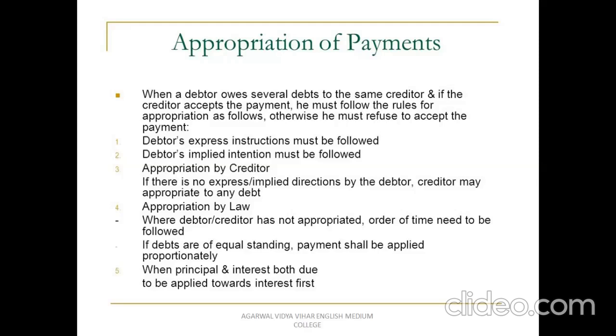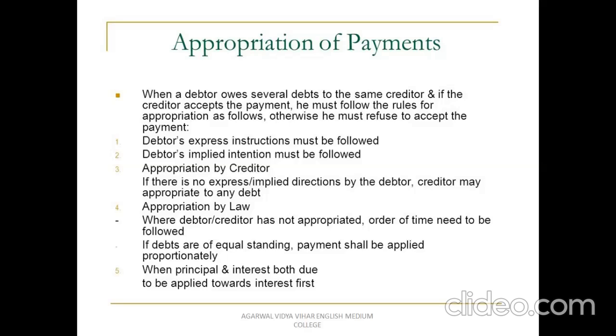And the third method is appropriation by law. If no instruction is given by the debtor, and no instruction is given by the creditor, in that situation the appropriation must be done according to some of the law, or you can say according to some of the rules. So which are the rules? When no instruction is given, the settlement must be done according to the order of time.